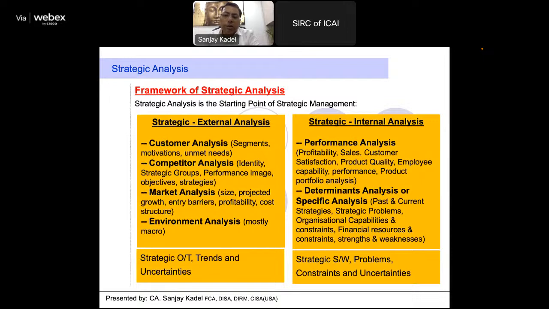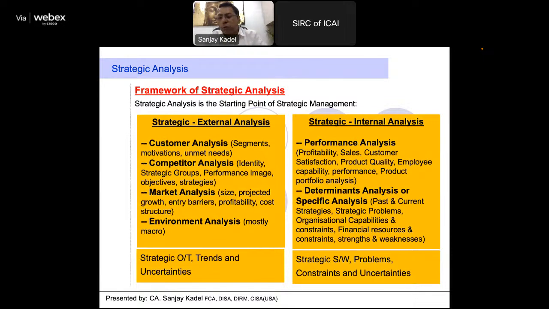What about internal analysis? Internally, you have to analyze your performance over the years. What has been your profitability? What has been your sales trend? How satisfied are your customers? What is the product quality which you offer? All these things you have to analyze internally.